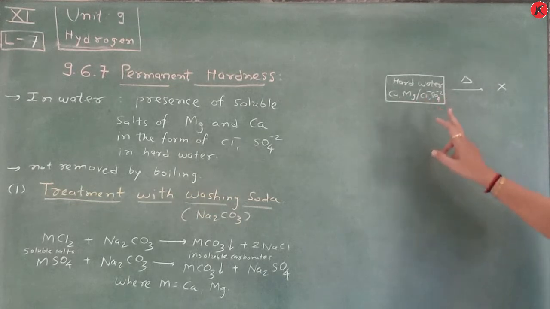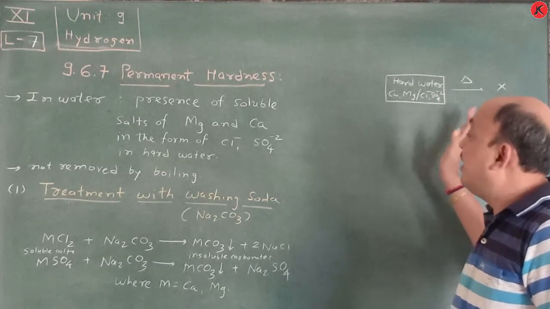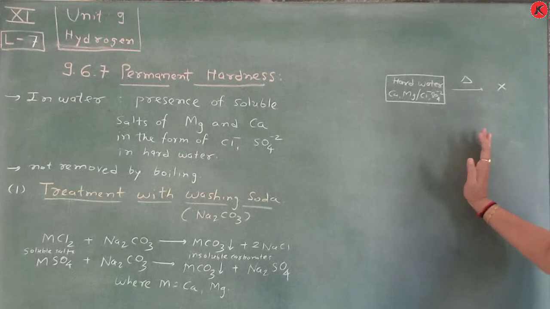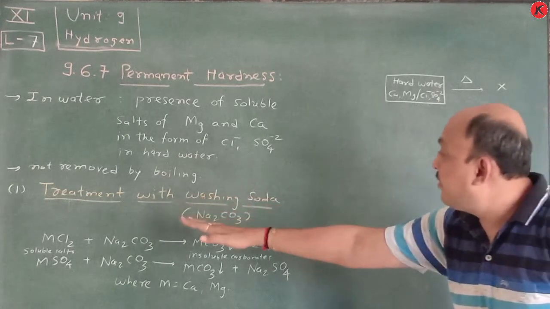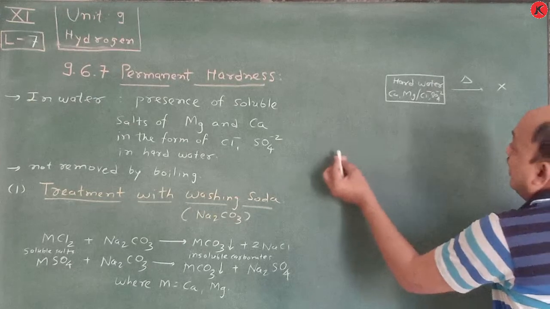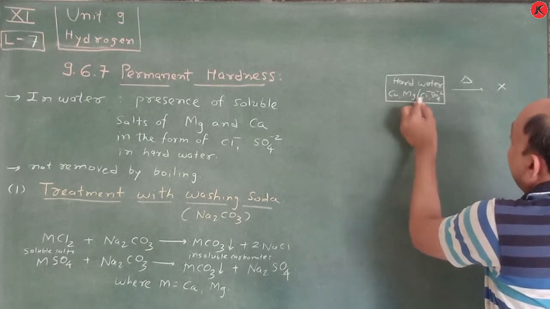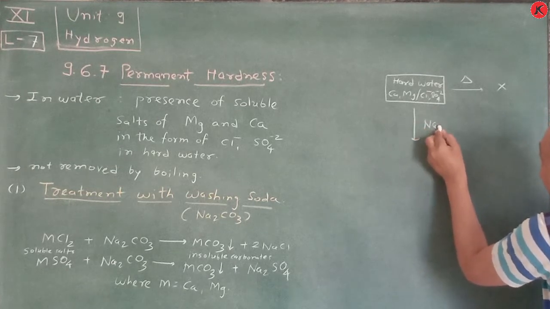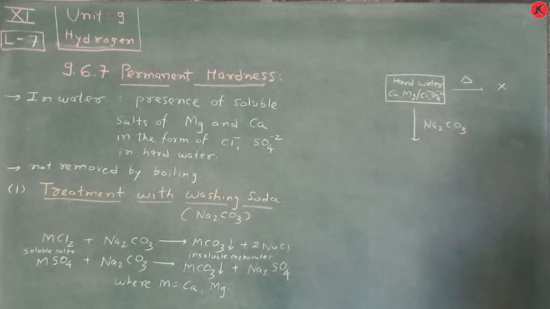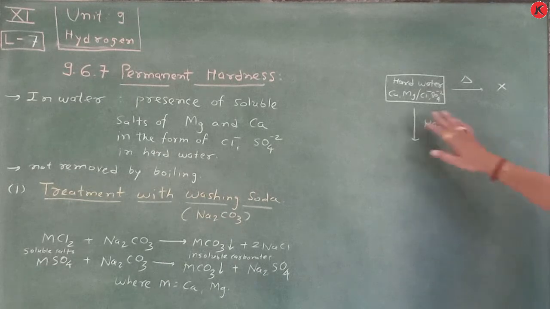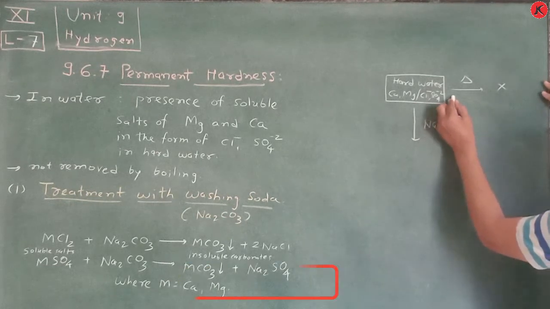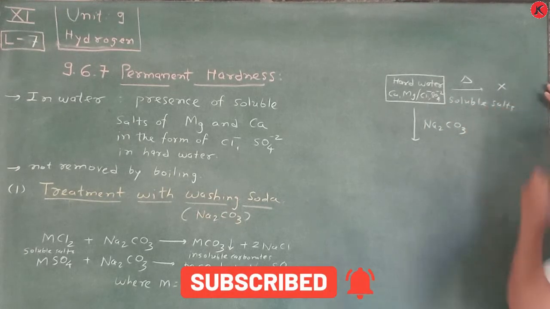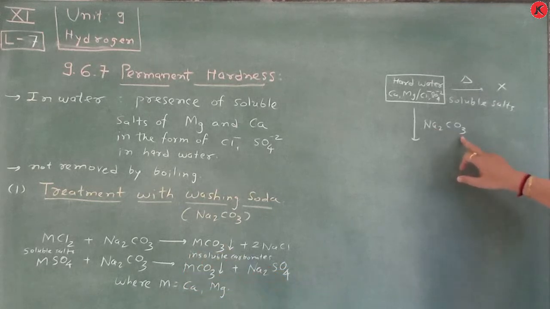These two ions, calcium and magnesium, are removed in the form of carbonate by the first method, treatment with washing soda. Remember, this is the first method. Treatment with washing soda means this hard water containing Ca, Mg, Cl minus, SO4 minus 2 reacts with Na2CO3. You have to remember it this way. It is a simple method, and this is a soluble salt, Na2CO3.